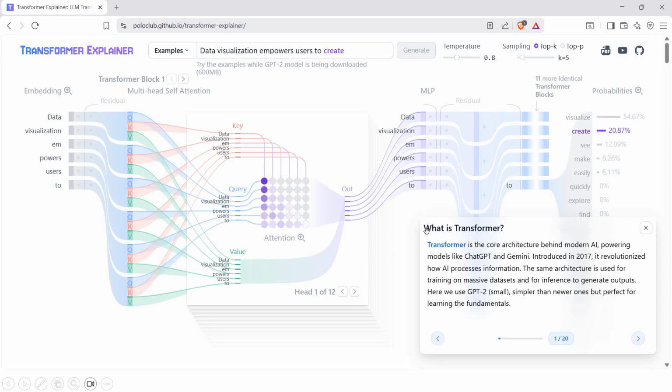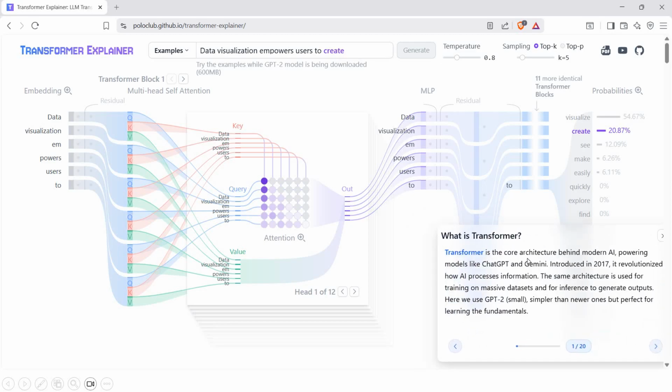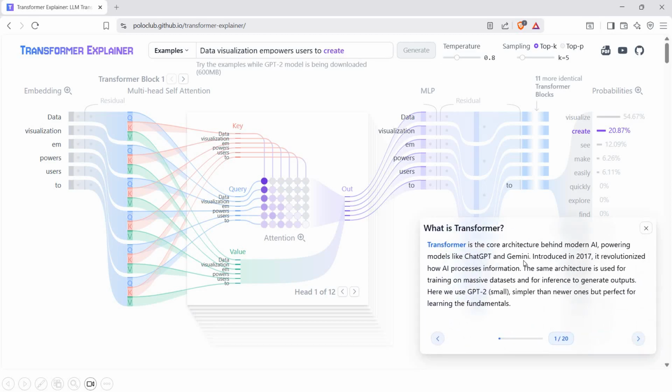So, what is a transformer? We need to understand that first. A transformer is the core architecture behind modern AI, powering models like ChatGPT and Gemini. Introduced in 2017, it revolutionized how AI processes information. The same architecture is used for training on massive datasets and for inference to generate output. Here we use GPT-2, which is smaller and simpler than newer ones, but perfect for learning the fundamentals.